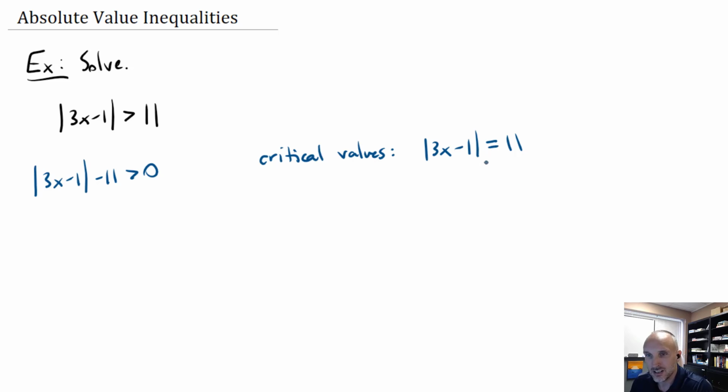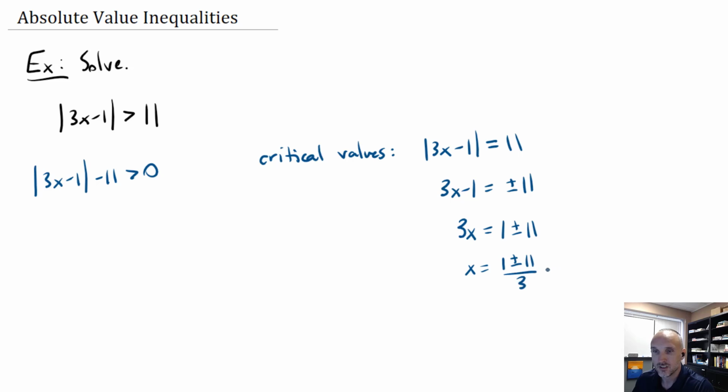And if I want to know what to take the absolute value of to get 11, well, 3x minus 1 could be 11, but it could be negative 11. So 3x minus 1 could be plus or minus 11. So to get x by itself, let's add 1 and then divide by 3. So the critical values are 1 plus 11, which is 12, divided by 3, and 1 minus 11, which is negative 10 thirds. So we get two critical values.